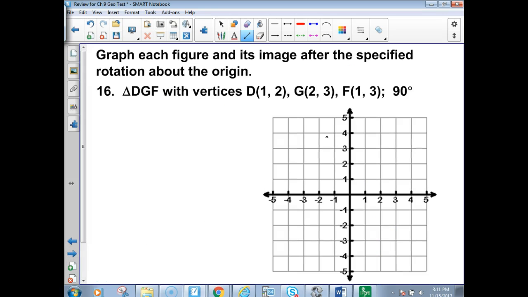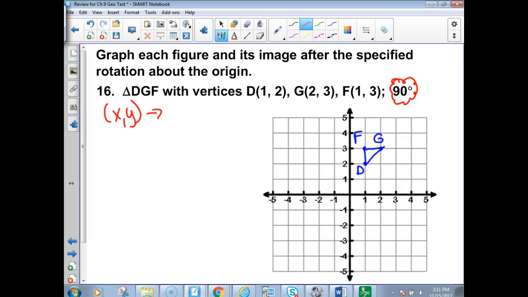All right. 16, I got 3 points to plot again to get started. 1, 2 for D. Oh, I think that's going to be in the way. So I'm going to put D here, 2, +3, wait, G, and 1, 3, F. I got a little bitty triangle. And it says to rotate it about the origin 90 degrees. The rule for rotating 90 looks like this.